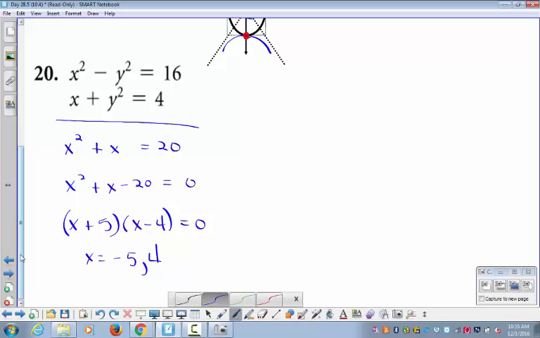Two x values. All right, now we have to decide which equation to plug it back into. Well, it doesn't look like it's really going to matter because y is squared in both. So let's go with the second equation because that looks simpler. So when x is negative 5, in equation 2, we would have negative 5 plus y squared equals 4. So y squared will equal 9. So y will be plus or minus 3.